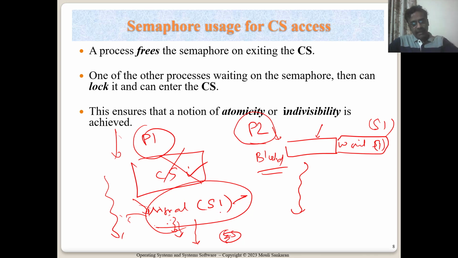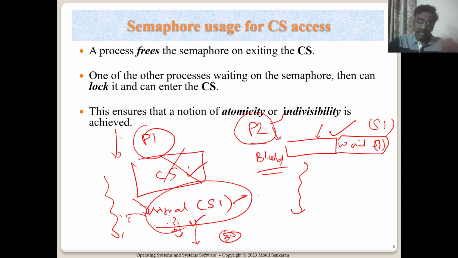Now there is somebody waiting. Then it is the responsibility of the OS to make sure that it wakes up the process which is waiting on the semaphore. So releasing the semaphore and waking up this process happen inside the OS kernel code, and it happens atomically. So nothing can happen in between. The problem of somebody coming in and screwing things up is not going to happen. So P2 is going to be woken up.